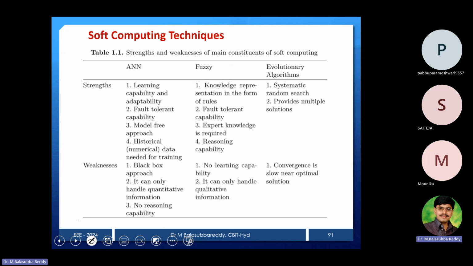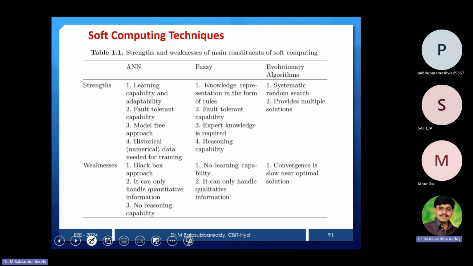So first, suppose we take ANN: learning capability and adaptability are high, and it has fault tolerance capability. Another one is a model-free approach. Then historical data is needed for training. These are some of the strengths. And if we go to weaknesses, it is a black box approach, which means we give the input and get the output, but what happens inside is not understood.